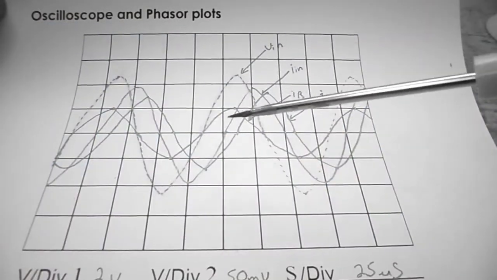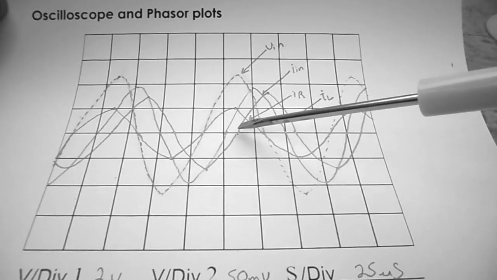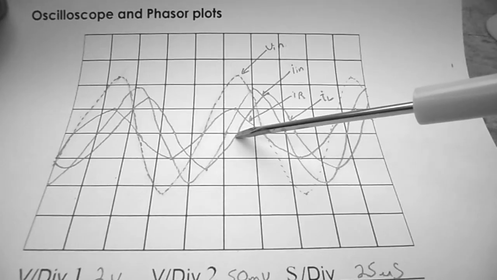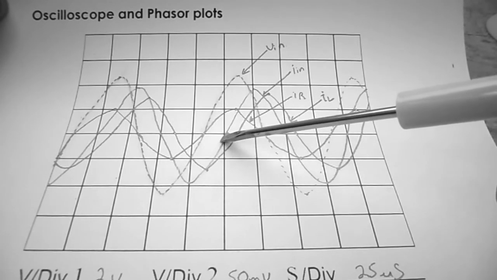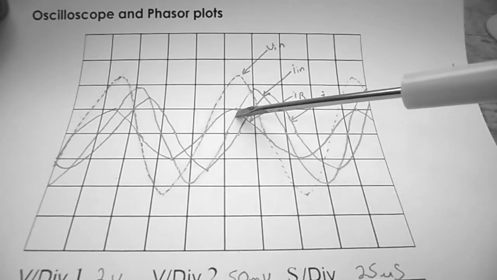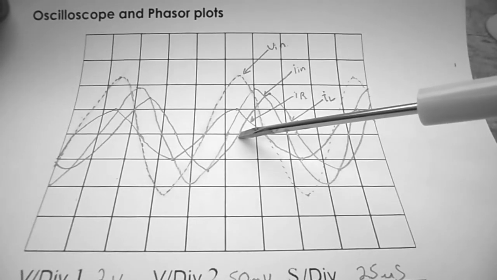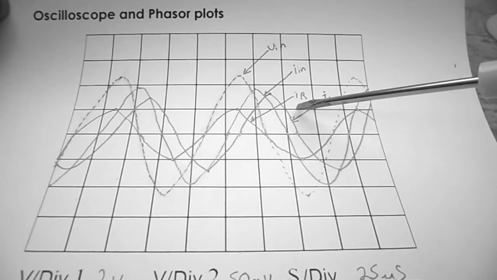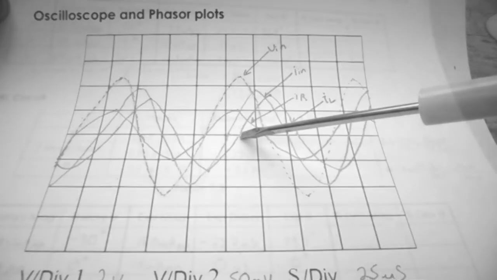Finishing off my plot of 7.2, I've sketched in IL, and you can see that my IL is indeed lagging by quite a bit. This is my zero crossing line, so this is IN. IR was leading, so that means that IL has to be lagging.